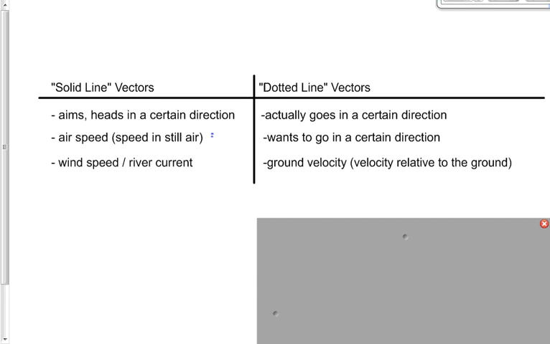Also, where you want to go. I may want to go to Edmonton for some reason, but there's a wind speed that's carrying me off course. Where I want to go would be a solid line vector, a dotted line vector as well. We'll assume that if you want to go north, then you'll end up going north. And finally, another one, the ground velocity, or the velocity relative to the ground, would make a dotted line vector as well. It's a resultant vector as well, so therefore a dotted line.